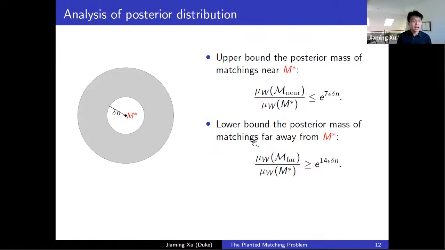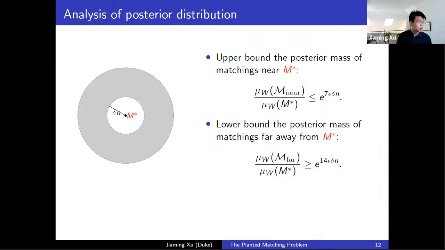And now in the second step, we are going to lower bound the posterior mass of the matchings that are far away from M star, in this gray region. In particular, we can show that the posterior mass in this gray region, normalized by the posterior probability of M star again, is now bigger than exponential of 14 times epsilon times delta times n.